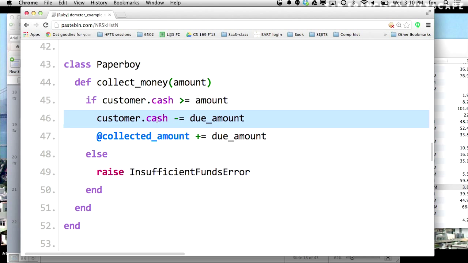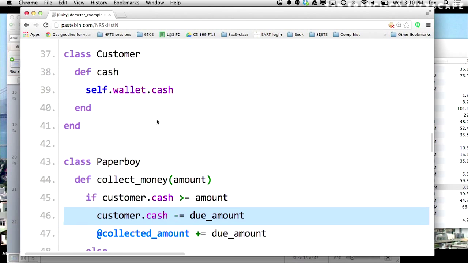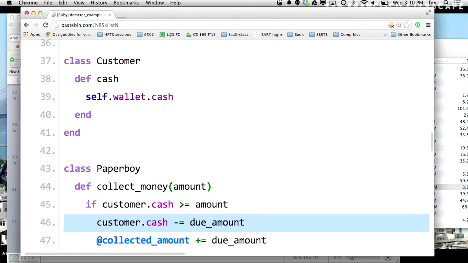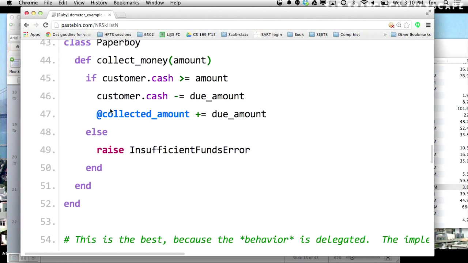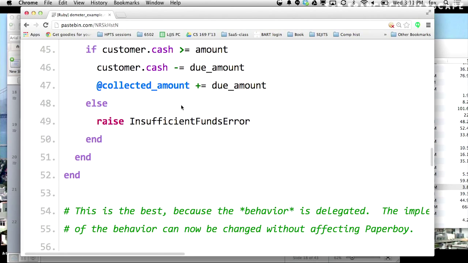And remember, what we're trying to do is minimize the number of dependencies we have between different classes. So this means that if the implementation of money changes, for example, maybe cash is no longer just something that's in a wallet, but there's also cash that could come from a credit account, then as long as the customer cash method is properly modified, nothing has to happen to paperboy, right? We're minimizing the cost of change, minimizing the number of things that are affected when we make a change. An even better thing to do is to delegate the entire behavior, right?